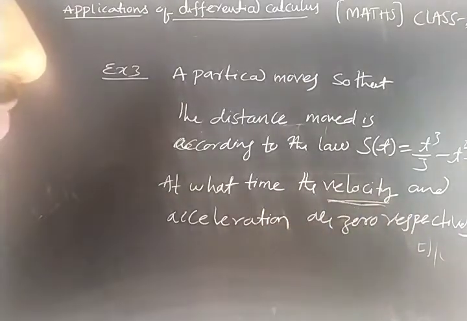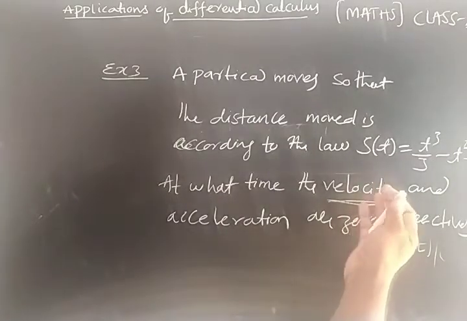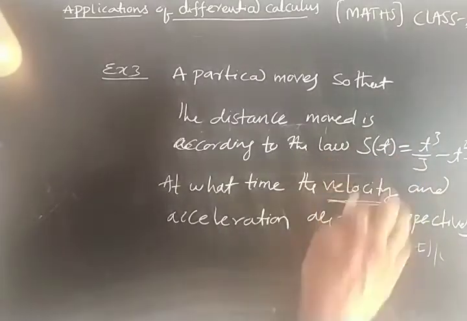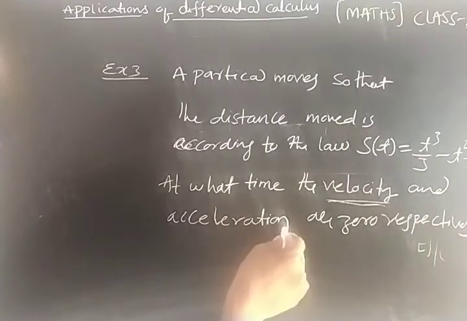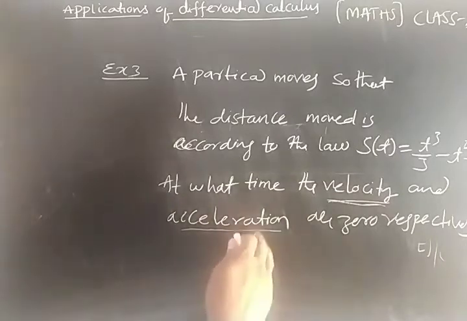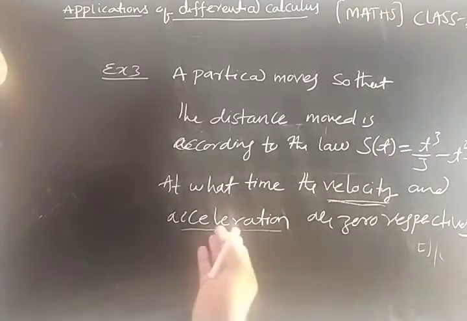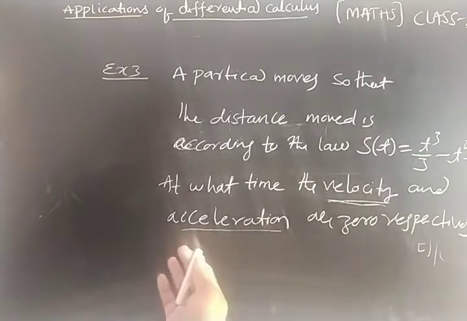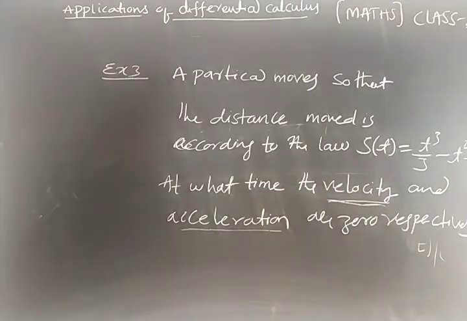Velocity, how to get velocity? If you differentiate displacement with respect to time, then you will get the velocity function. If you keep it as 0, you will get the time. And acceleration, how to get acceleration? Again, differentiate the velocity with respect to time, you will get the acceleration, and keep it as 0, again you will get the time. At that time acceleration will be 0. So you can find the time where velocity is 0 and acceleration is 0 by using the derivative, right?